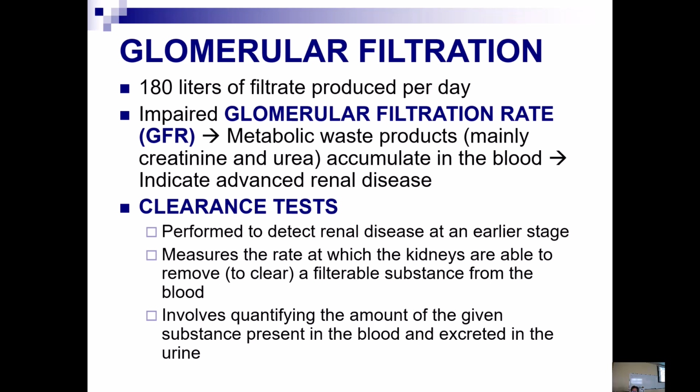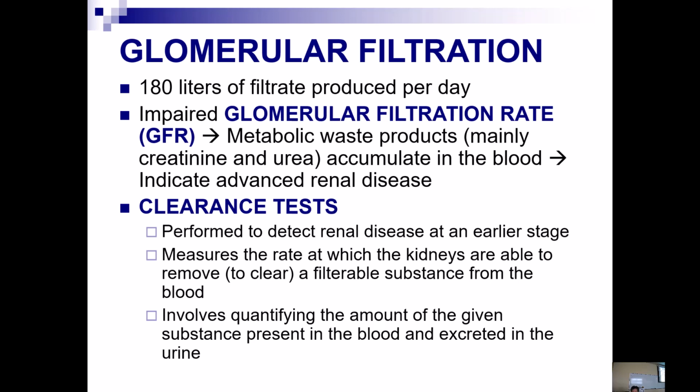180 liters of filtrate produced per day. So when we start having impaired glomerular filtration rate, metabolic wastes then are going to accumulate in the blood and cause problems. So it's really important for us to know that our glomerular filtration rate is pretty good. So we can do clearance tests.